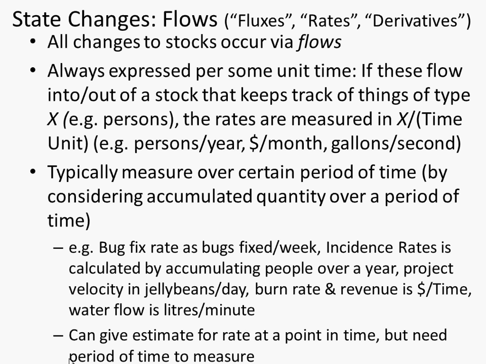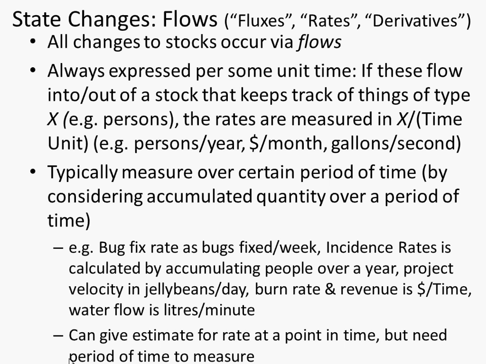Okay? So in software engineering, for example, we have a bug fix rate, right? How many bugs are fixed per week? And to figure out what that rate is, we could look at 1 week of time and say, oh, we fixed 50 bugs in this week, right? If we talk about incidence rate in epidemiology, we're talking about the number of incident cases that have accumulated, say, over the year divided by the total number at risk. If we want to talk about project velocity, again in software engineering, number of jelly beans per day that people are accomplishing, or burn rate in a small company, how quickly they're going through money, the amount of money they spend per month or what have you, right?